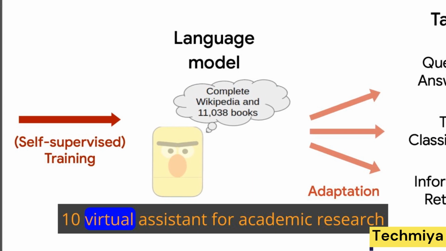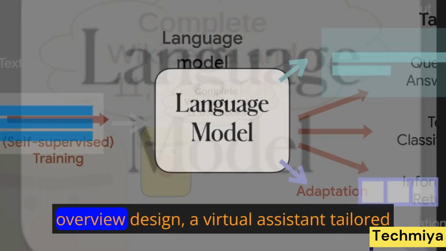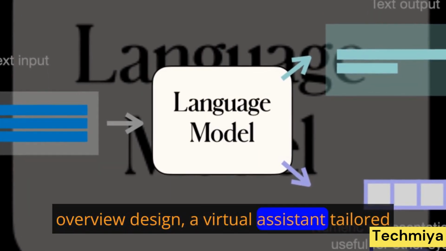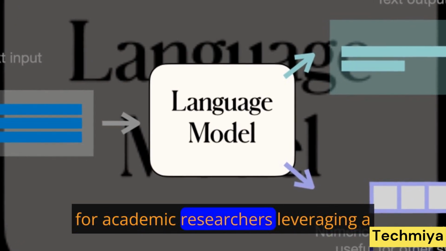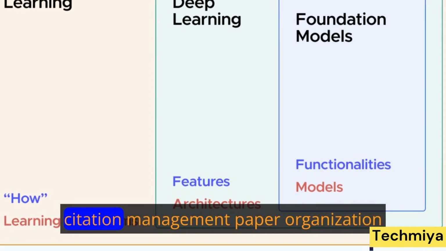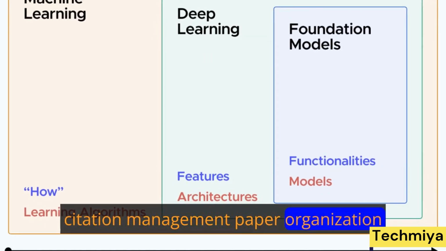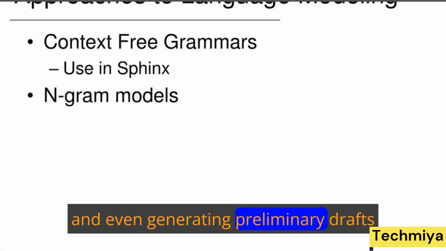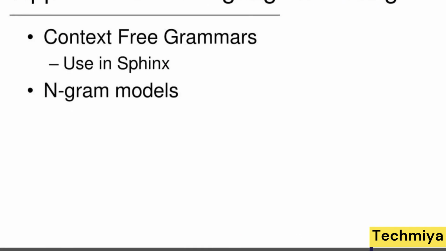10. Virtual assistant for academic research. Overview. Design a virtual assistant tailored for academic researchers, leveraging a large language model to help in literature review, citation management, paper organization, and even generating preliminary drafts of research papers.